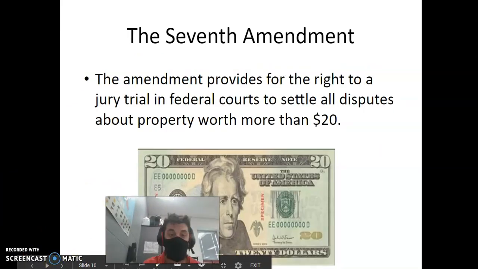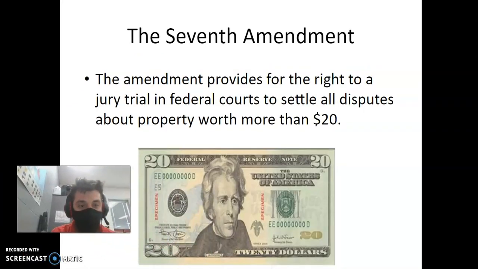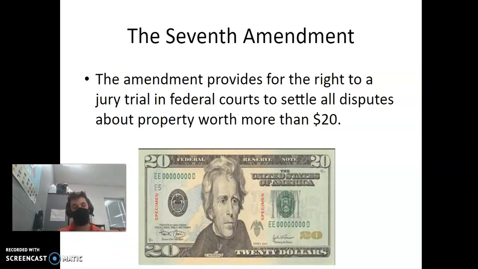The Seventh Amendment gives you the right to sue people. Sounds American, doesn't it? You can sue for all property worth $20 or more. Isn't that nice? Look at Andrew Jackson on there.